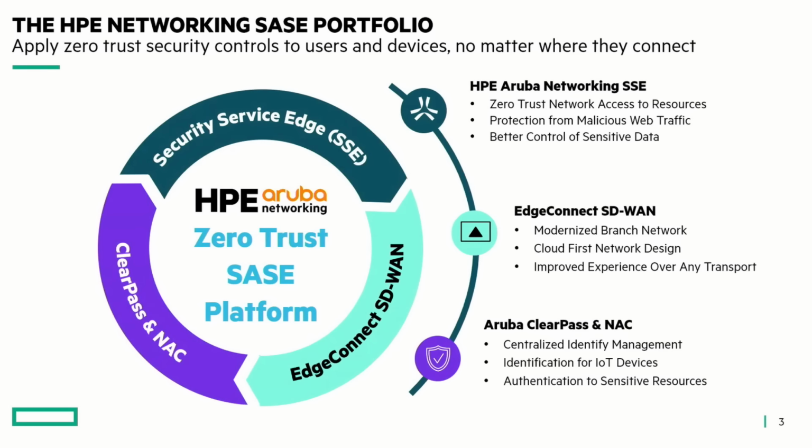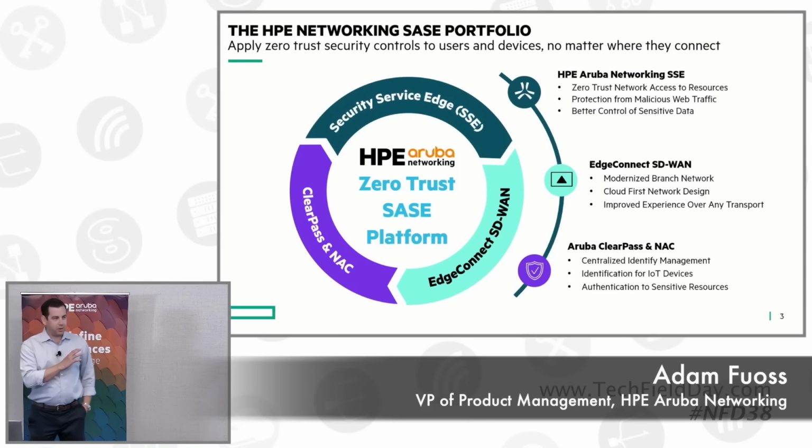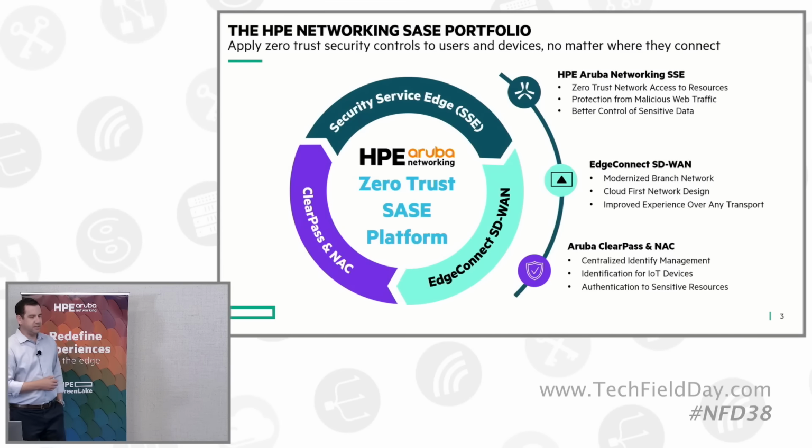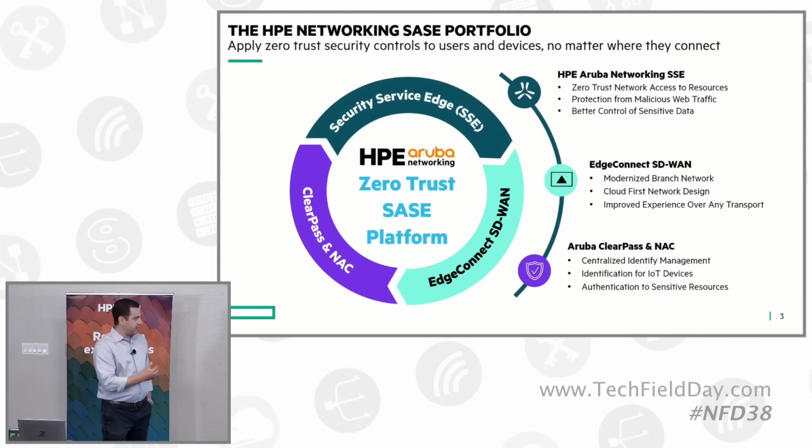Just quickly, an overview of our SASE solutions. There's really three pieces to our portfolio. At the top, we have SSE, which is our cloud-based security solution, really heavily focused on ZTNA. Next piece down is EdgeConnect SD-WAN. This is to connect branches, data centers, the cloud. And then the third piece of all this is ClearPass and NAC.